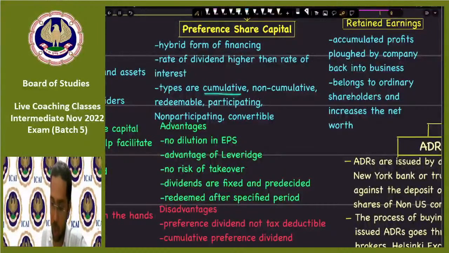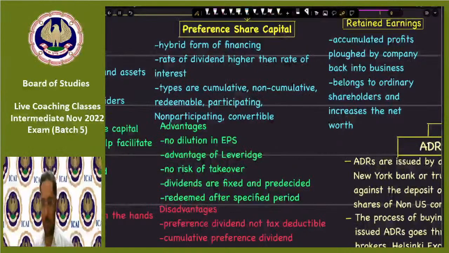Cumulative preference shares and non-cumulative preference shares. What is a cumulative preference share? Cumulative preference shares are those in which the dividends get accumulated over a period of time. If the dividend is not paid in the current year due to lack of profits, it will be paid in the next year along with next year's dividend. So dividends keep on accumulating, and therefore that's called a cumulative preference share.